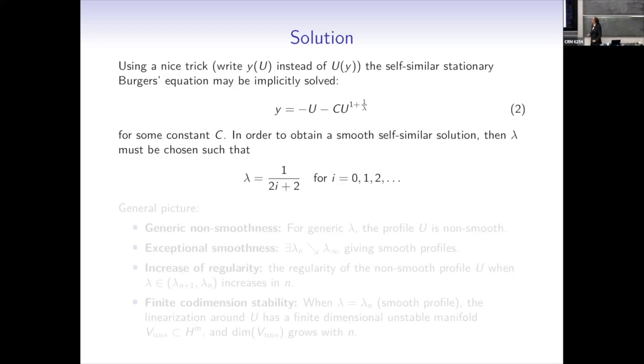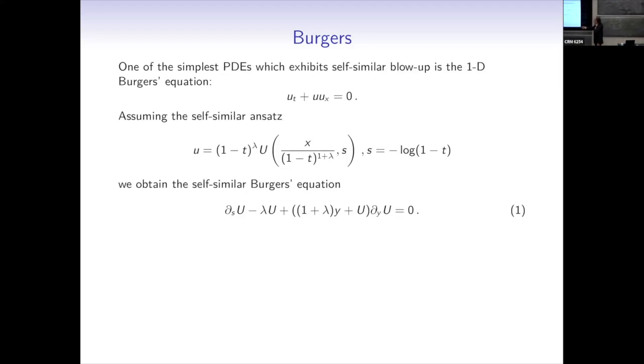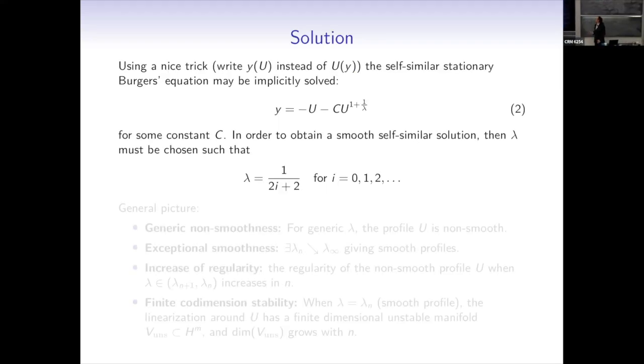Okay. Now life is good because if I write y of u instead of u of y for this equation here, I can solve explicitly, or well, implicitly, depending on how you look. So I can write y as a function of u, and this is the kind of solution that I get. y is equal to minus u minus a constant, times u to some power.